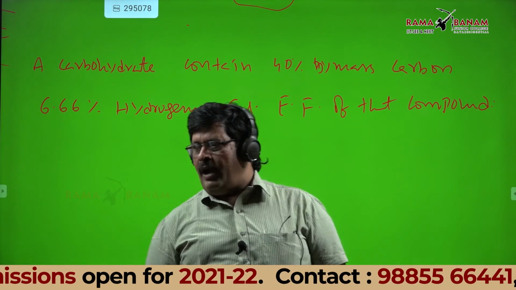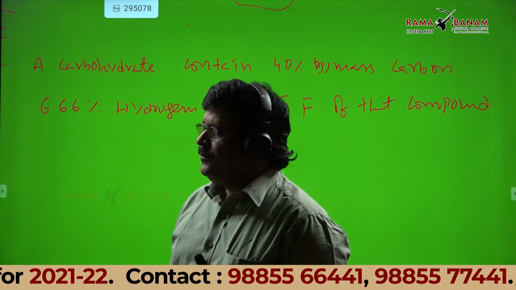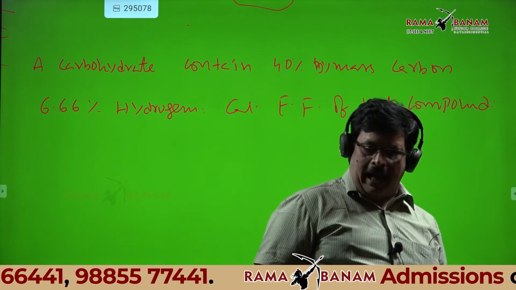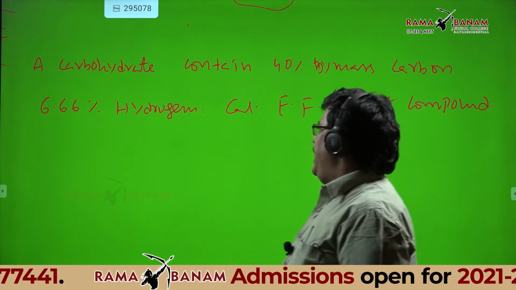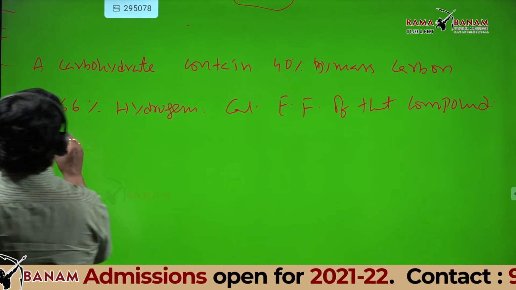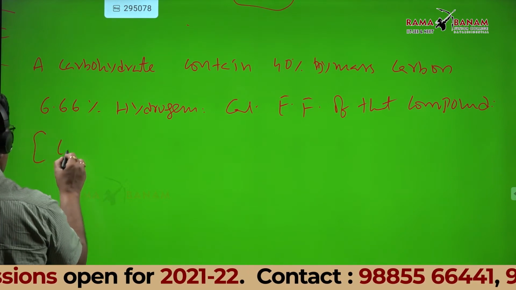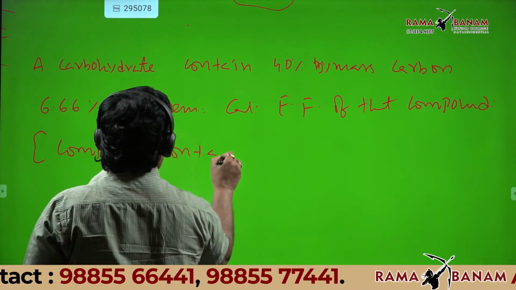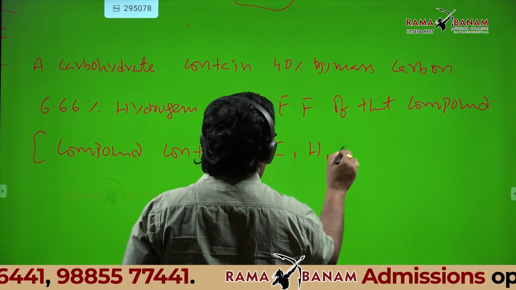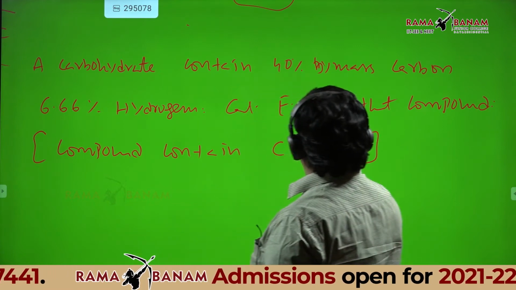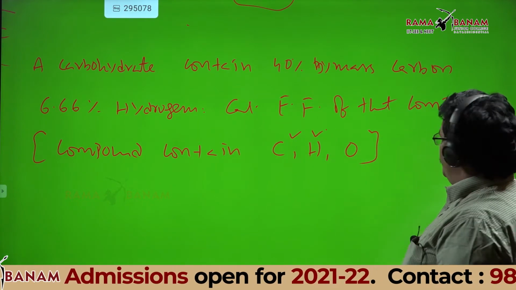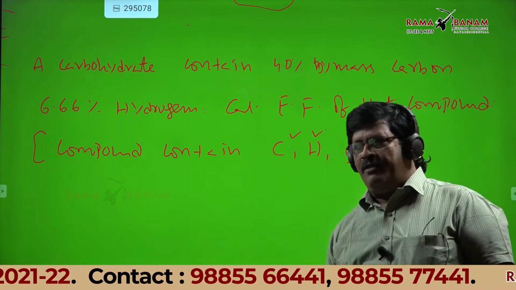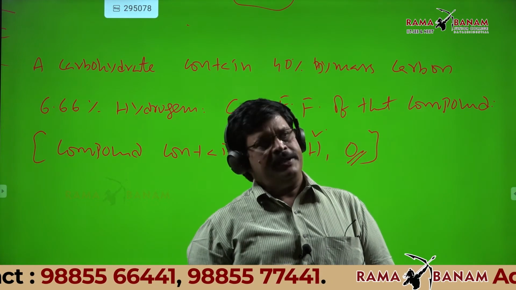Oxygen. Why is it oxygen? Carbohydrate means carbon, hydrogen and oxygen. Excellent. So the compound contains carbon, hydrogen, oxygen. I have given the percentages of these two. From those two you find the percentage of oxygen. After that you calculate the empirical formula. Is it okay? Can you do this?